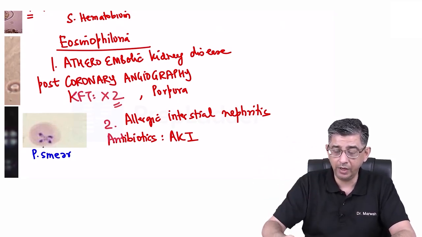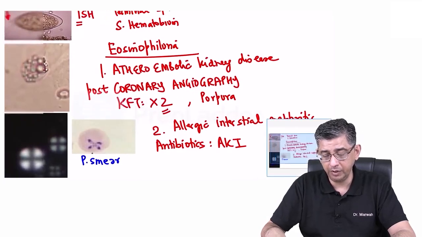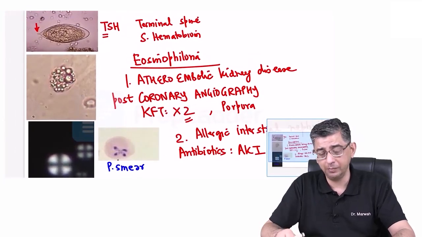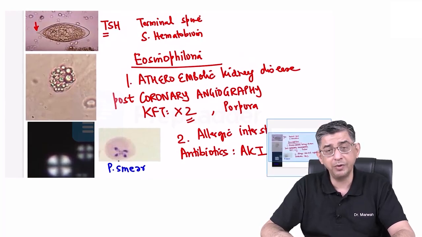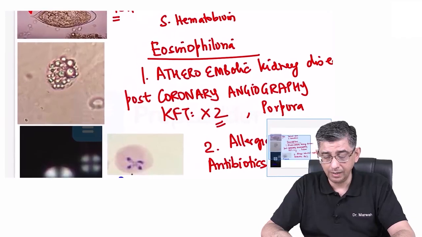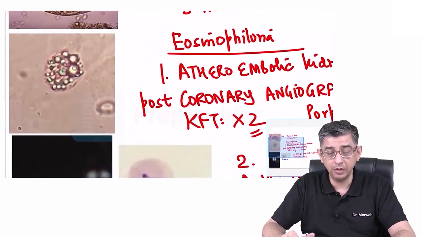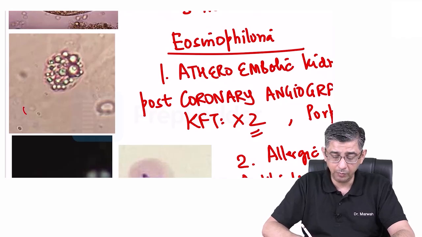And now we will have a look at a couple of images over and above the terminal spine of Schistosoma haematobium, with respect to this worm residing in the vesical plexus. And you can see in the image that I am zooming in at the moment, what I am showing is the presence of oval fat bodies.